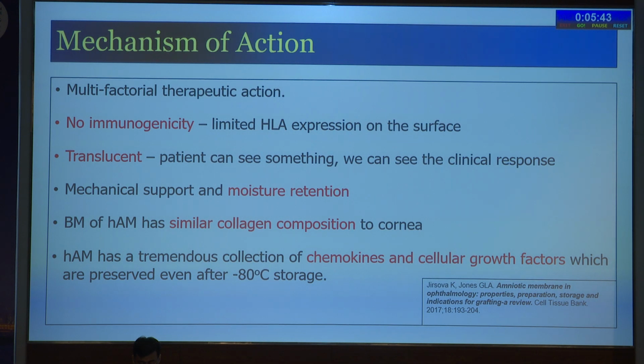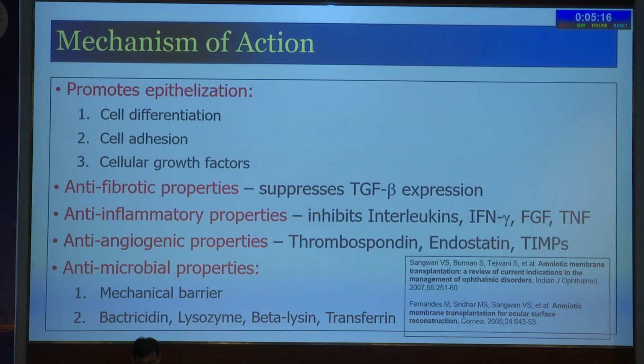First of all, there is no immunogenicity because there is limited HLA expression on the surface. The membrane is translucent, so the patient can see something, and we also can see the clinical response. It provides mechanical support and moisture retention, and the basement membrane has similar collagen composition to the cornea. Human amniotic membrane has a tremendous collection of chemokines and cellular growth factors, which are preserved even after -80° storage.